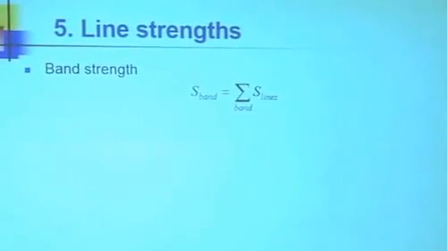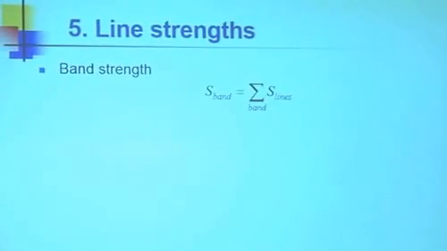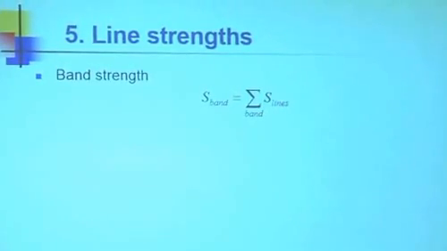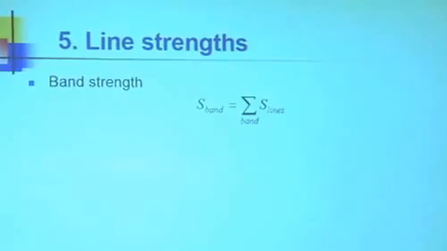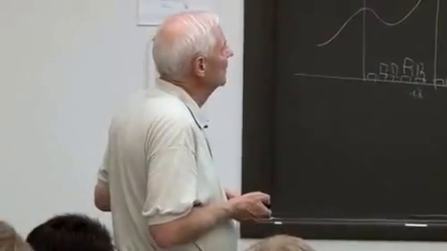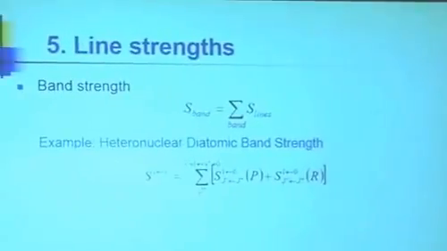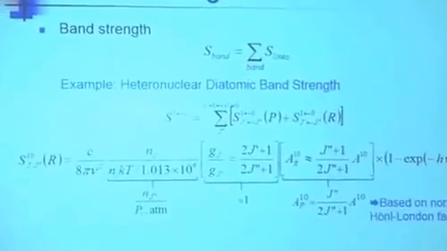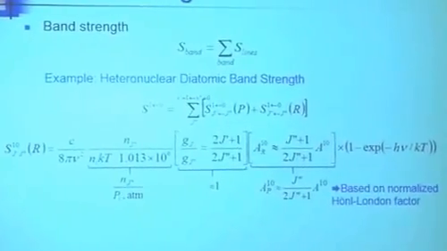Band strength. Sometimes you hear the word band strength. Band strength is the sum of the line strengths. So if we looked at an infrared band, the band strength is nothing more than the sum of the line strengths, because sometimes the band strength is tabulated. And the reader or the notes will take you through this example of how you can get at the band strength of CO.